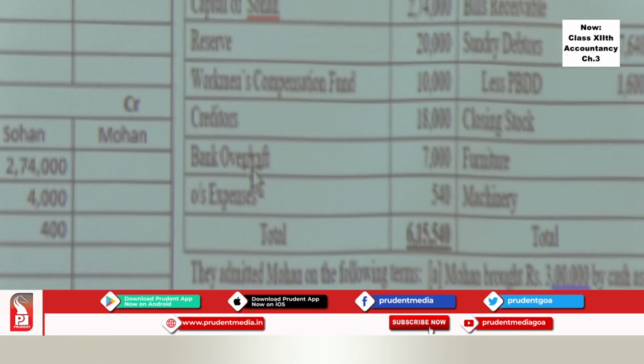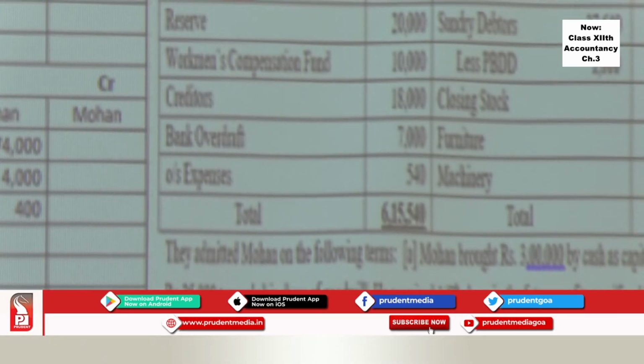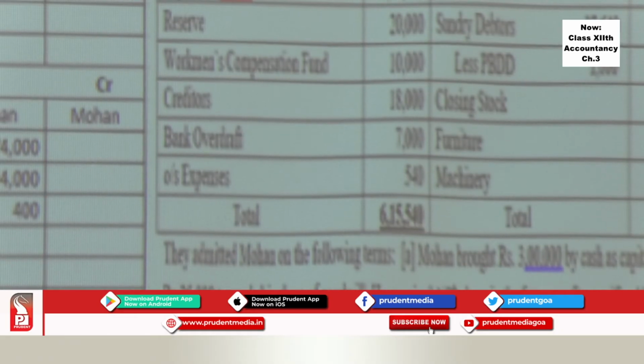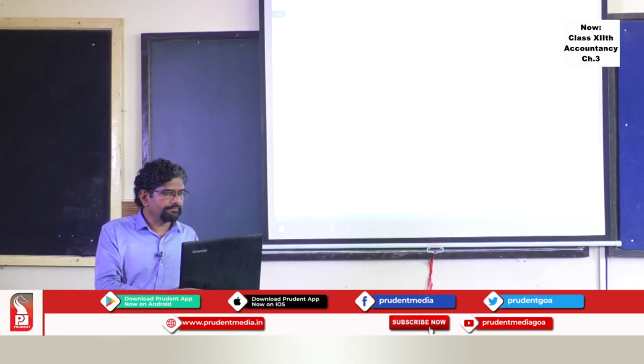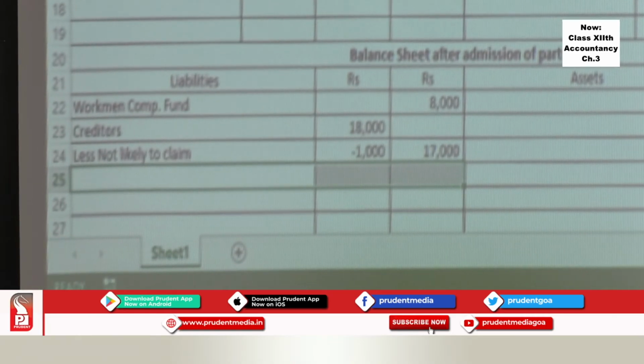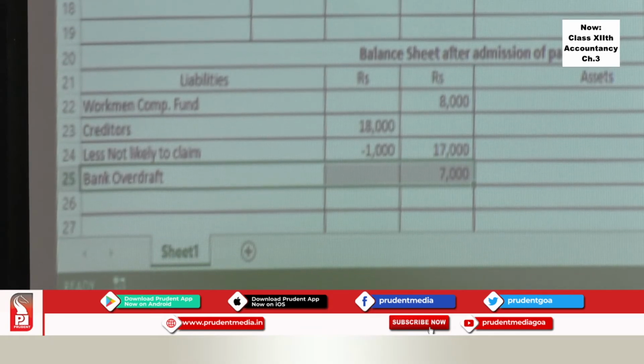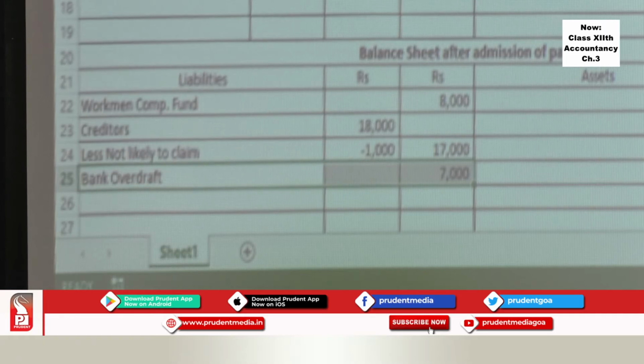Now let us go to the next item, bank overdraft. There is no adjustment given regarding bank overdraft. So you can just copy that amount on the liability side, bank overdraft. It will continue to be a liability, there is no change. So please remember, whenever there is no adjustment, that item can be directly copied and written in the balance sheet. It will be directly transferred.